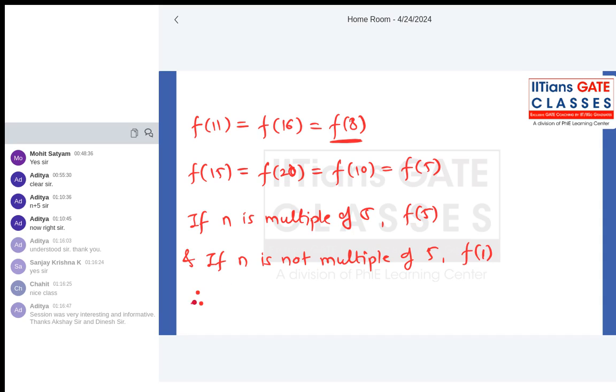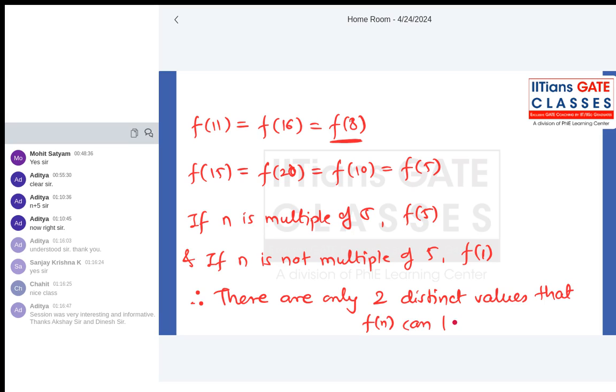And therefore, there are only two distinct values that f of n can take for all positive natural numbers. So the answer is 2.